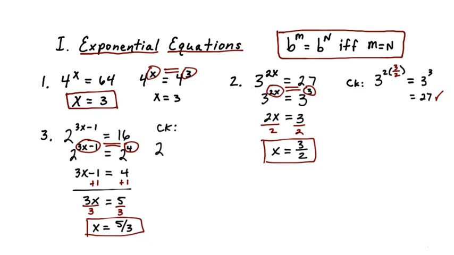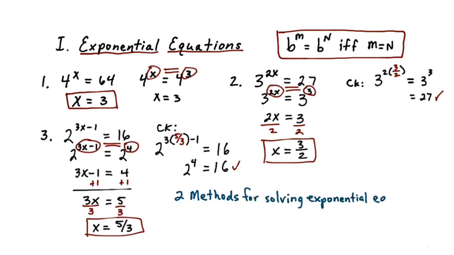So again, let's go ahead and check this. When I plug 5/3 into the equation, again, I'm plugging it into the original equation. Notice 3 times 5/3, well, the 3's cancel there, and you're going to get 5 minus 1, that's 2 to the 4th, equals 16, which of course is true. All right, let's move on.